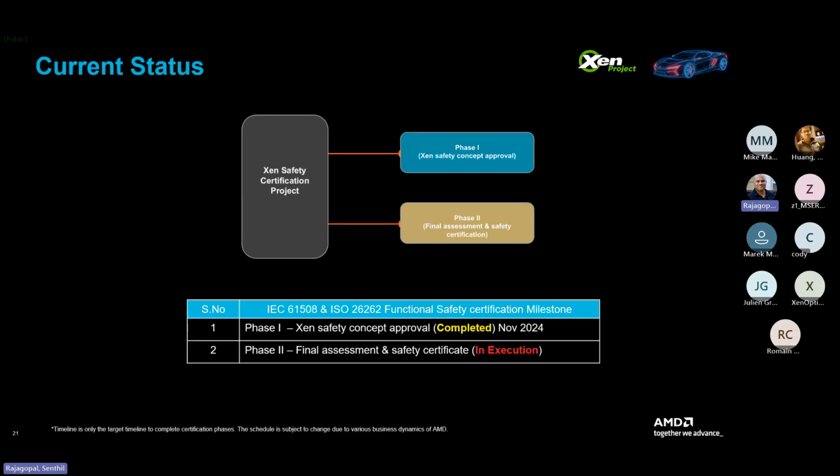So the status: the assessment happens in two phases. One is the concept approval. We explained the safety concept, how Xen is intended to be used in safety critical systems, an architectural overview, and all our verification and validation plans and the implementation process which is in place. We show everything to the auditor, and we get a concept approval, which increases the confidence that what we are planning and will be doing is meeting all the IEC and ISO requirements.